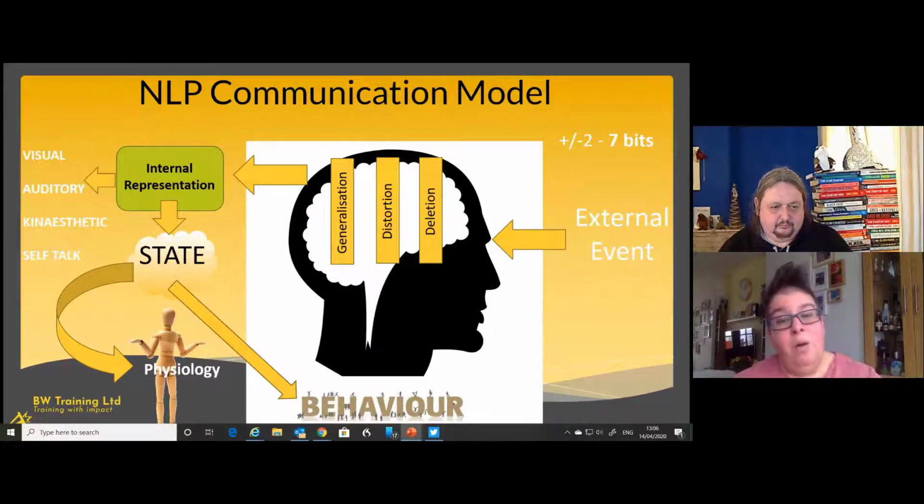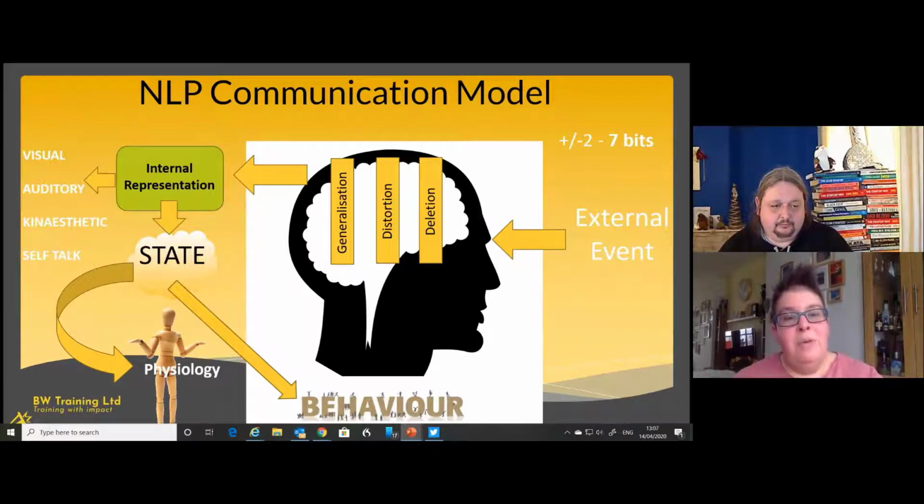Ultimately, your behavior will determine the results that you get. So what NLP will say to us is, if the results that you're getting are not the results you want, what are you going to do differently? Because if you carry on doing what you've always done, there is a very strong argument that you will continue to get what you've always got.